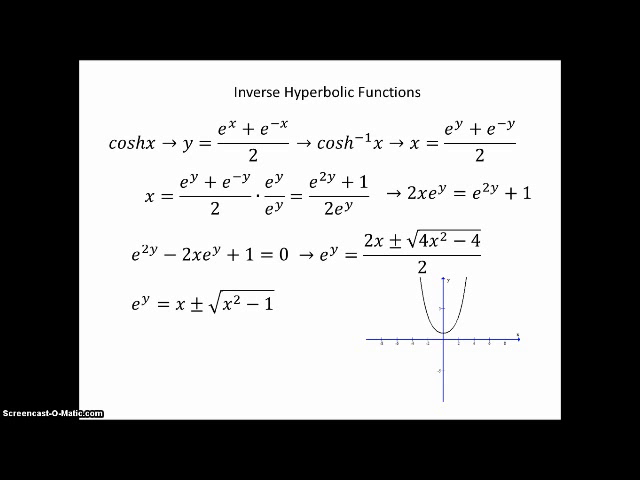Now, here's a picture of the hyperbolic cosine. To get the inverse, we have to restrict the domain, and notice that x and y are both positive. There's a picture of the inverse hyperbolic cosine function. And so, since everything's positive, we can drop the minus, and we don't need absolute value. Hyperbolic cosine inverse is just the log of that expression without the plus or minus.